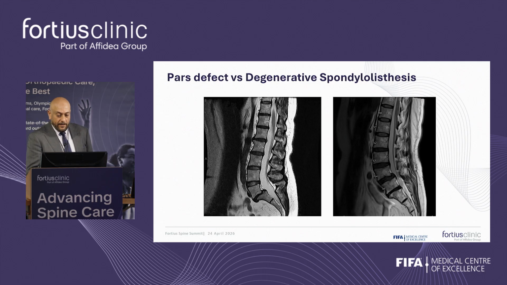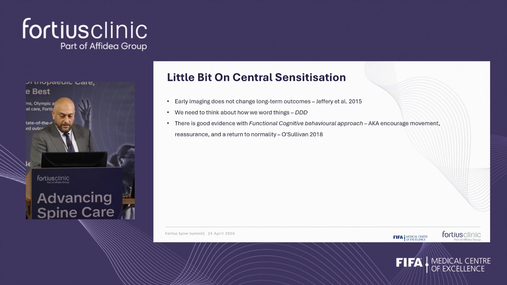Examples of the pars defect here, as you can see, the spinal canal is well preserved. You have a wide canal there, so you don't get central neurogenic symptoms. You mainly get radicular symptoms. But in the degenerative cases, you get narrowing of the canal, and thereby you get neurogenic claudication.